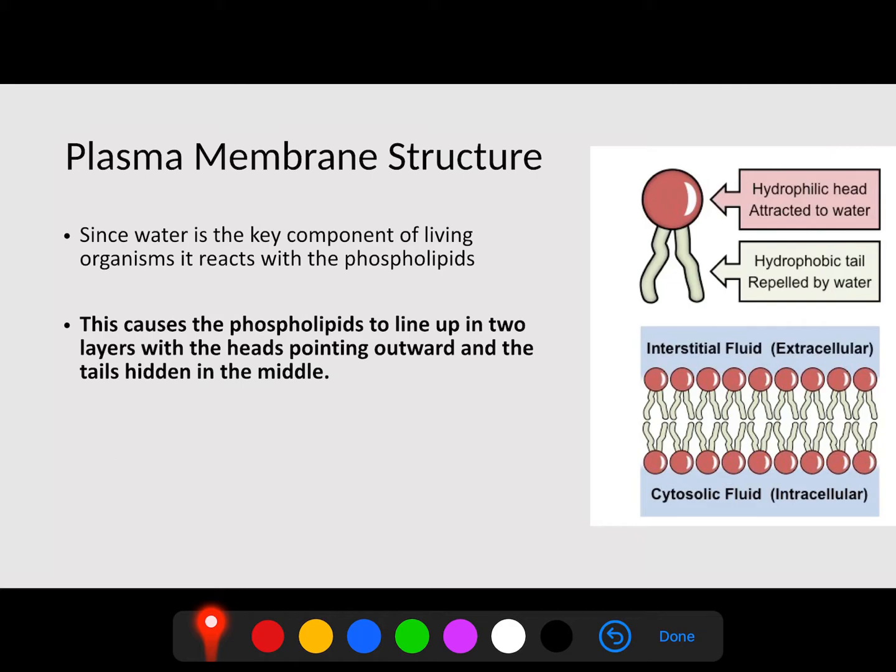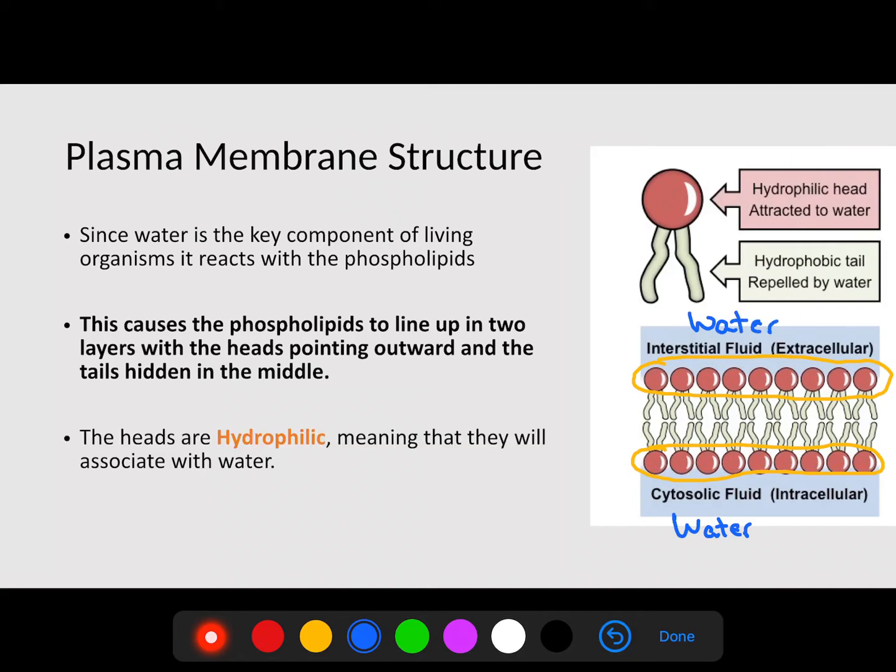So, this causes the phospholipids to line up in two layers, with the heads pointed outwards and the tails in the middle. So if you see here, our heads are the only thing that are associated to the outside and the inside of the cell. Now that makes sense because that is where the water in our body is found, outside and inside the cell. So the heads are what we refer to as hydrophilic, meaning that they like to be associated with water, or they like water in general.